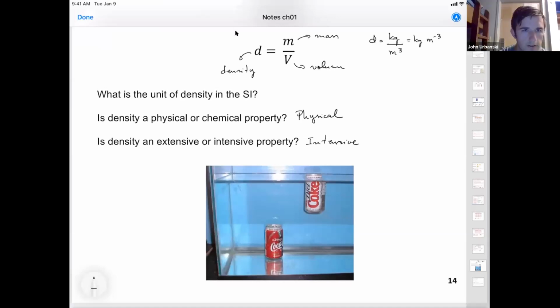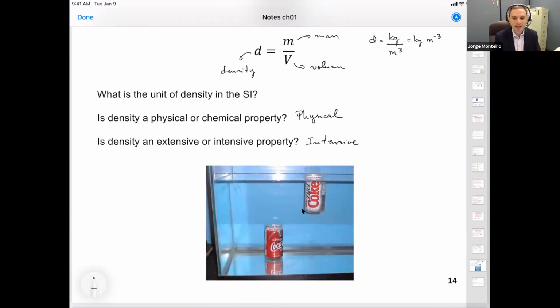Wait, why is it an intensive property again? Because intensive properties do not depend on the amount of substance or material that you have. Okay, so if you get a small piece of wood or a large piece of wood, they will have the same density because that depends on the material. So therefore it is intensive. Okay, awesome.